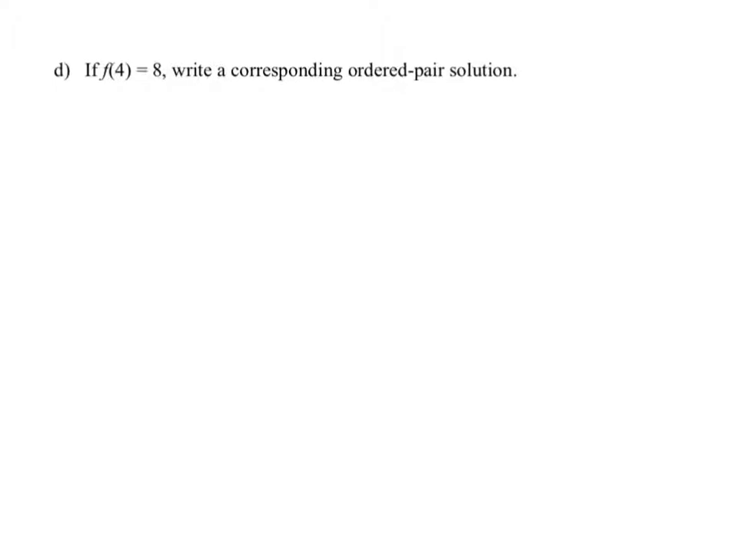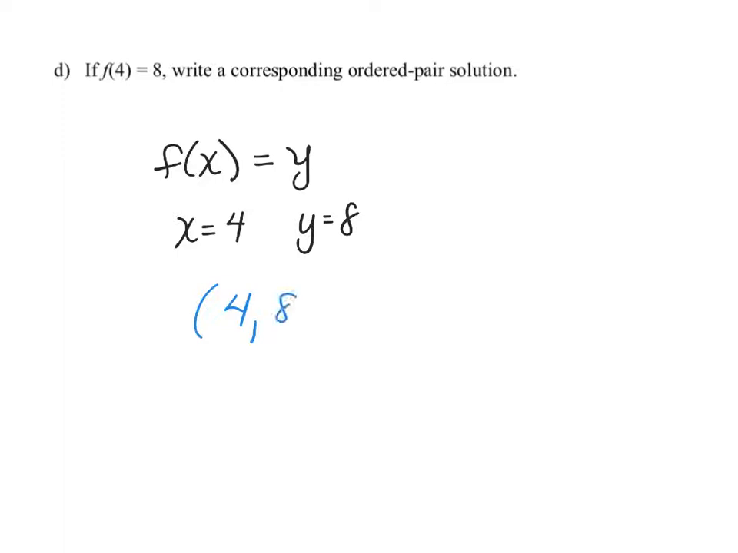If f of 4 is equal to 8, write a corresponding ordered pair. We know that f of x, where x is the input, when evaluated, is solved for y. So f of x is equal to y. In this case, the x, our input, is 4 when our output is 8. So we can write this as an ordered pair, (4, 8).